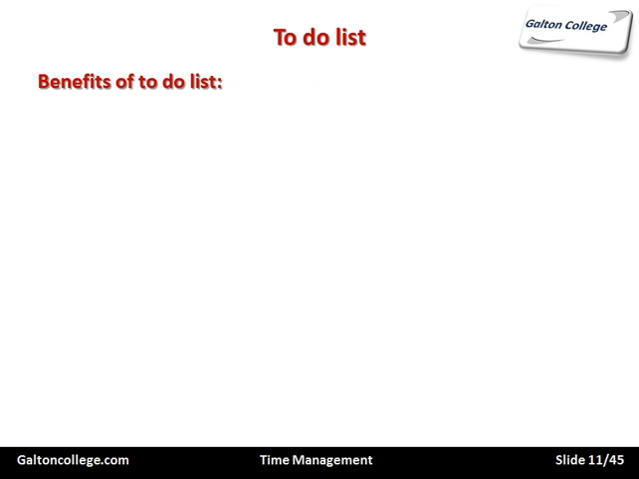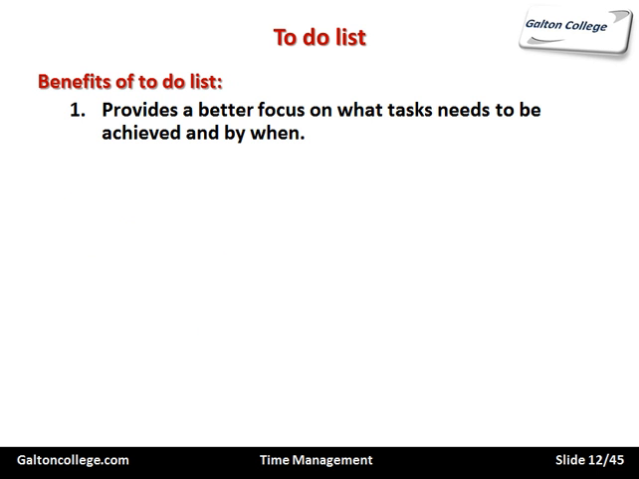Now, the benefits of a to-do list, well, provides a better focus on what tasks need to be achieved and by when. So just by looking at the list of requirements for the day, it's clear what must be done first and when it must be achieved, and it gives us some background into what we need to do. And this could be applied to our personal lives as well as our business lives. We need to do the shopping. We need to clean the flat or the house in which we live. We need to do certain jobs, and there's priority. We need to pay bills at certain times and don't leave them too long, and so on.